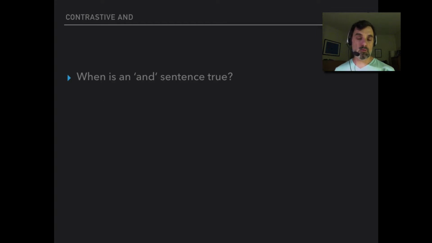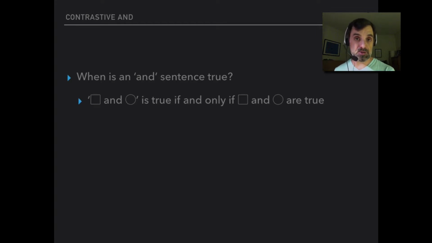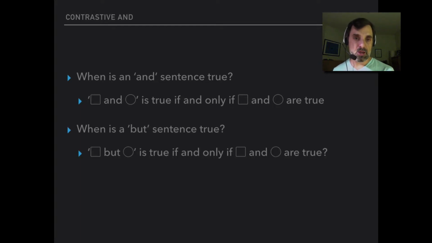So one thing we want to ask is, when is an "and" sentence true? So "box and circle" is true. Well, pretty obviously it's true if and only if both of the conjuncts are true. If both box and circle are true, then "box and circle" is true. And if the sentence "box and circle" is true, then box is true, also circle is true. Okay, well, what about a "but" sentence? You might think, yeah, "box but circle" is true if box is true and also circle is true, and it's true only if they're both true.